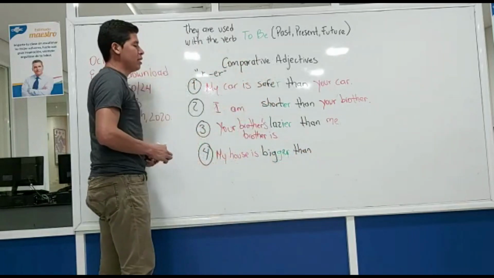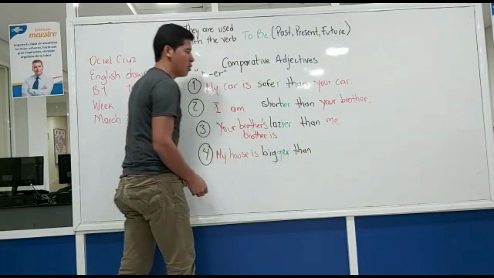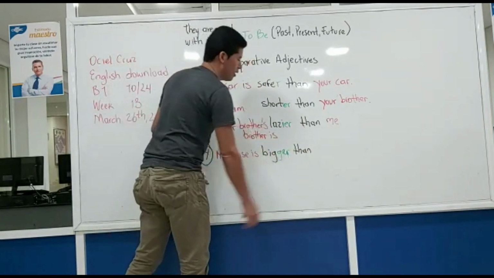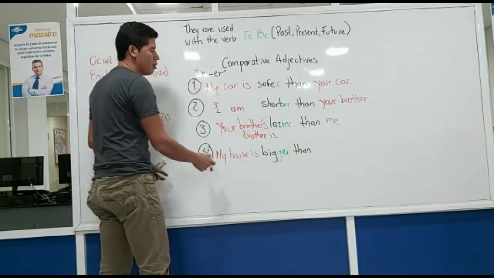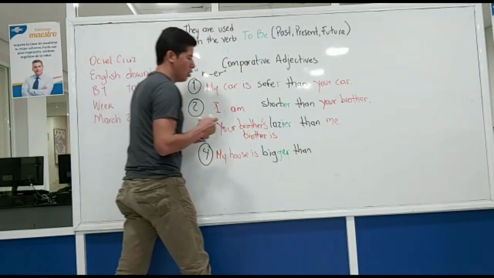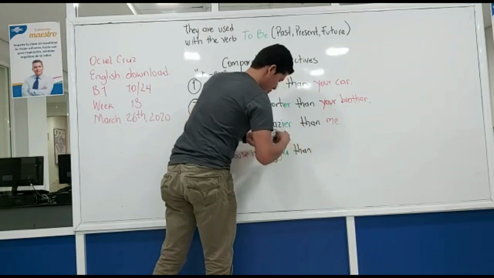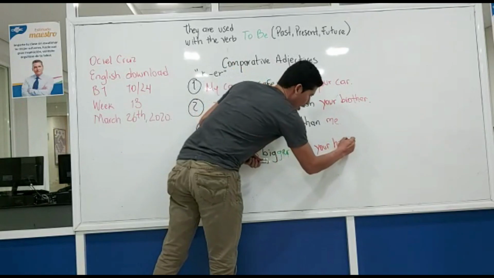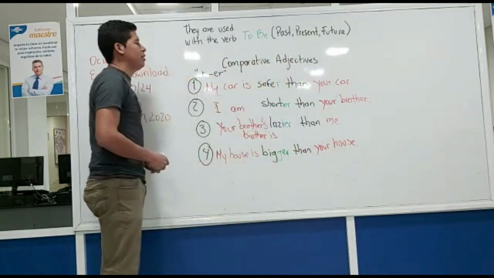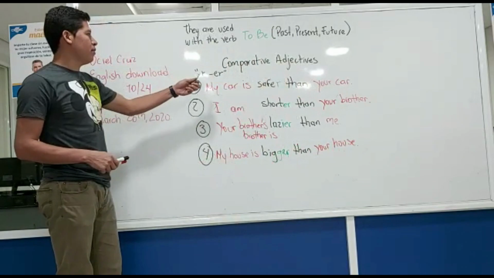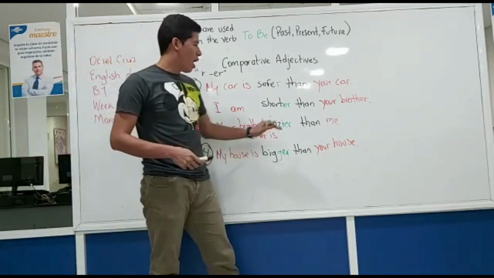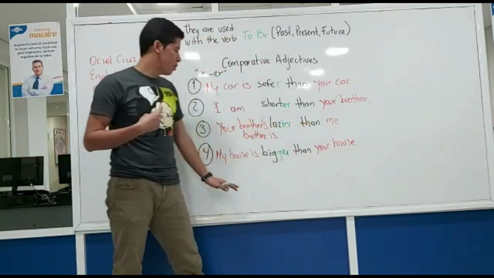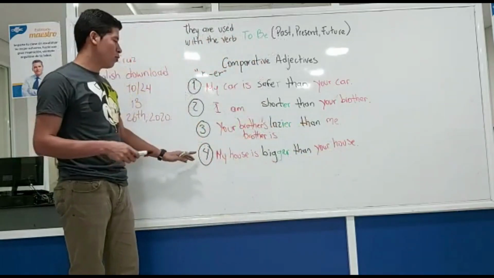Always with the comparative word, I need to use than, okay? Because this is the second thing that I am going to compare. My house is bigger than your house. I use the comparative word to compare my house and your house. And my house is bigger than your house. Okay, that's the other rule we need to know.